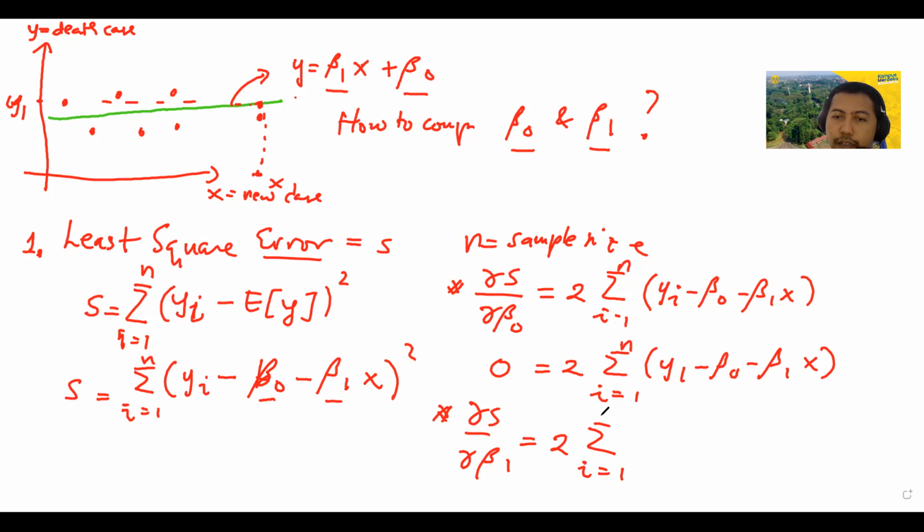It is 2 times the sum from i equal to 1 to n of y i minus beta 0 minus beta 1 x i, multiplied by x i. Then we can set this equation to 0 as well, like the previous one. Until this point, you got it?